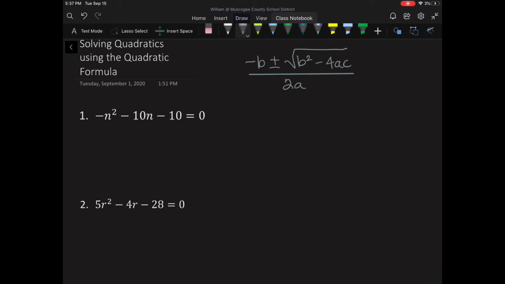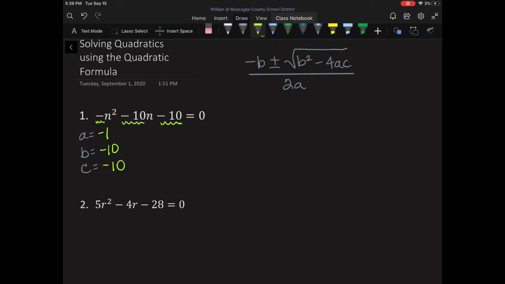In the prior video, we said that this was a result of completing the square on the standard form of a quadratic. So technically, if I take the values from my expression and plug them into this equation, I should get my solutions. I'm going to label my a, b, and c and write the values for those variables. So a is going to be negative 1, b is going to be negative 10, and c is going to be negative 10 as well.